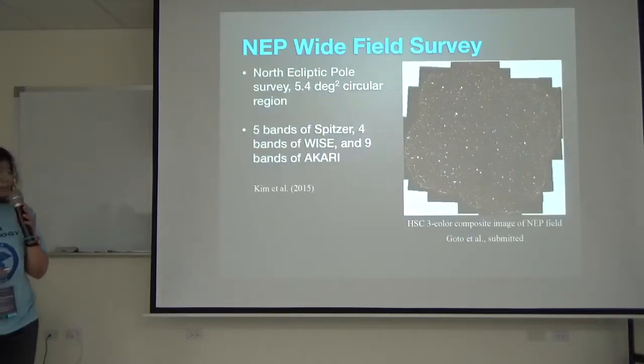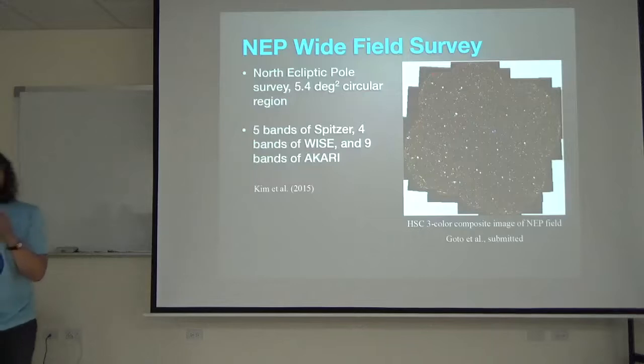All this conference is about the NEP survey. From this morning, I'm sure that everybody is very familiar with this survey. Basically, in the catalog we have 5 bands from Spitzer, 4 bands from WISE, and 9 bands from Curry. So it's a very complete mid-infrared coverage, and we detected more than 100,000 infrared sources. But previously, we only had optical coverage over a very limited area in the center.